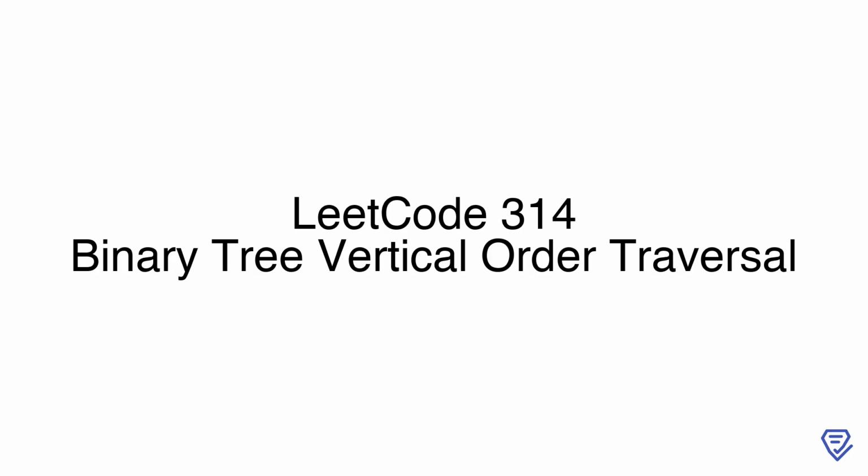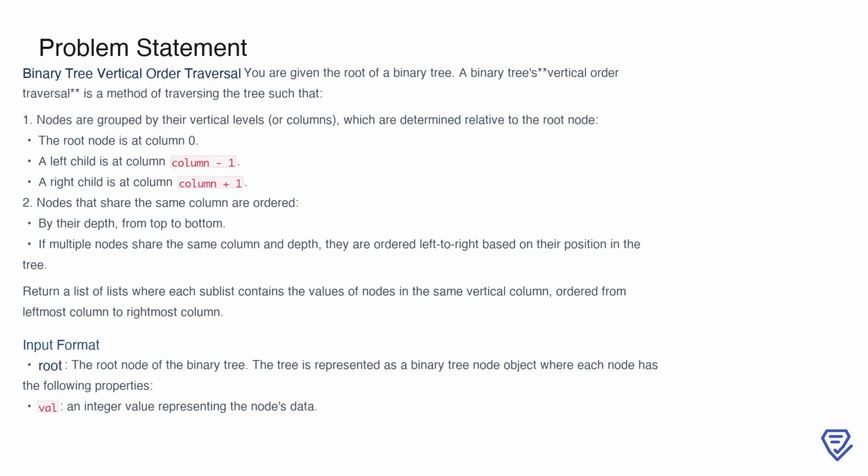Let's get started. In this problem, we are tasked with performing a vertical order traversal of a binary tree. Vertical order traversal involves grouping nodes based on their vertical columns, which are determined relative to the root node. The root node is at column 0, and as you move to the left child, the column decreases by 1, while moving to the right child increases the column by 1.